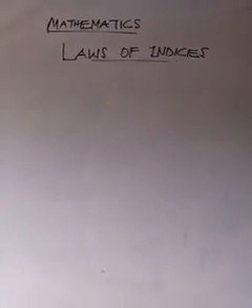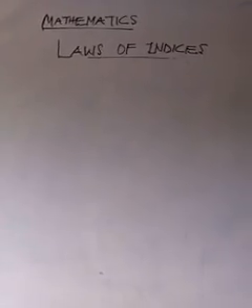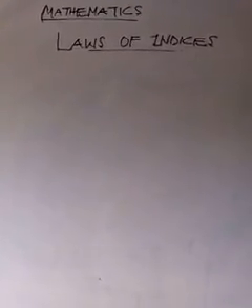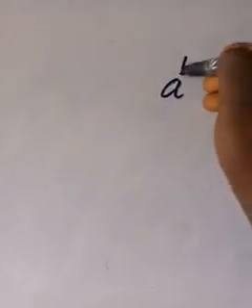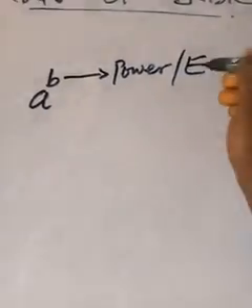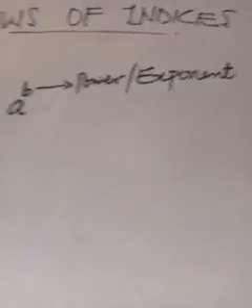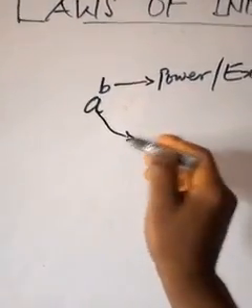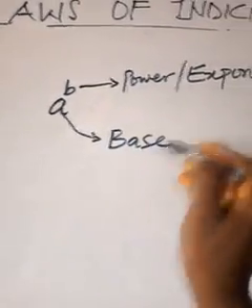In our tutorial today, we'll be looking at indices. Indices are numbers that deal with powers. If you have a raised to power b, b is called the power. The power can also be called the exponent. Then a is called the base.